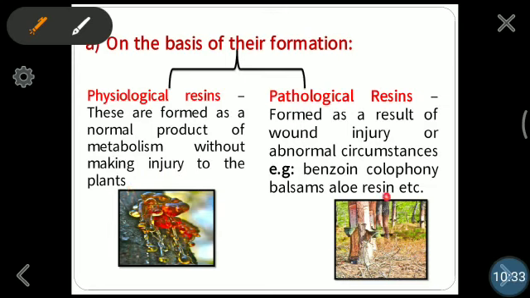And as we are making an injury, at that time we have to give an incision on the plant, and here you can see the collector is placed. So as resin is produced in the injured part of the plant, it can easily be collected into the container. That is pathological resin.